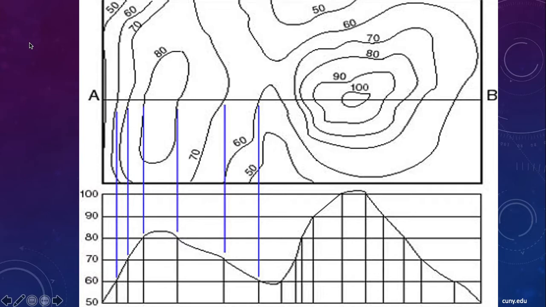On this, you can see on the left side, you've got two peaks on the map. The one on the right is higher than the one on the left, and then you see that reflected in the profile as well.